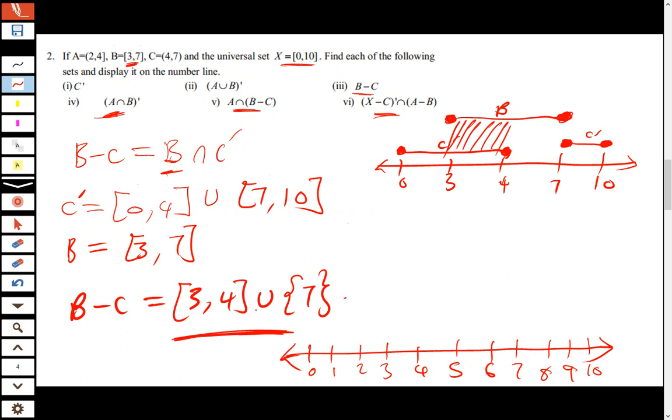So from there, let us put these numbers on the number line. We have from 3 to 4. So we have closed at 3, closed at 4. Then we combine this. Then we also have a dot at 7. So this is our B minus C. Yeah, so that is what you are supposed to find. Right. Do we have questions on this question before we proceed?